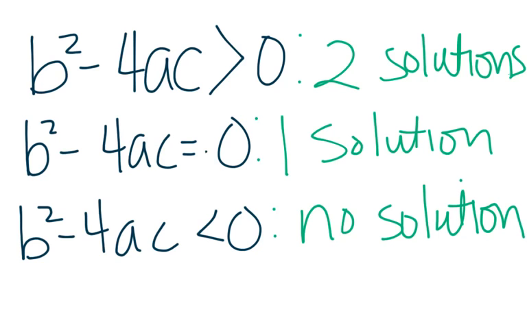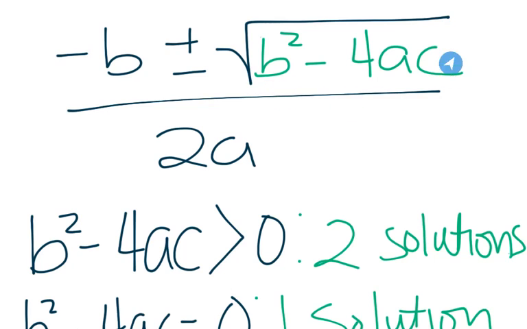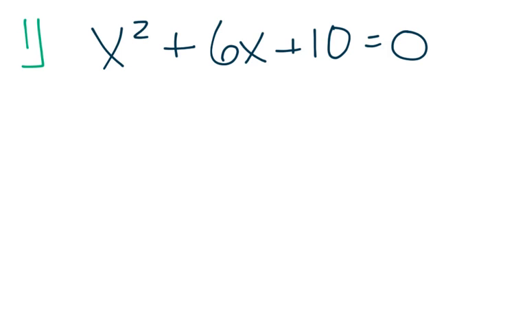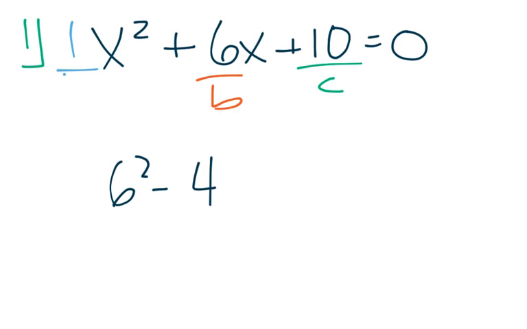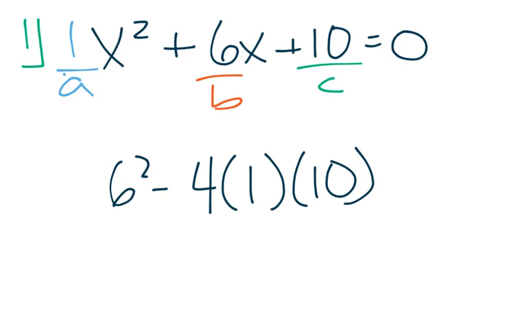So all we're going to do here is use this inside part, b squared minus 4ac, to figure out how many solutions each of these equations have. Our first one is x squared plus 6x plus 10. So a is 1, b is 6, and c is 10. So we say b squared, which is 6 squared, minus 4 times 1 times 10, because this is a and this is c.